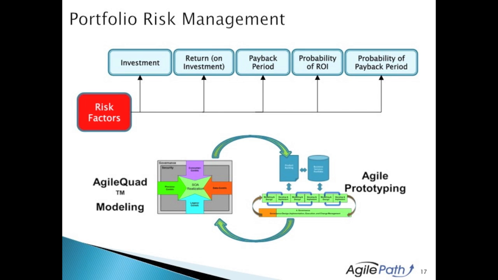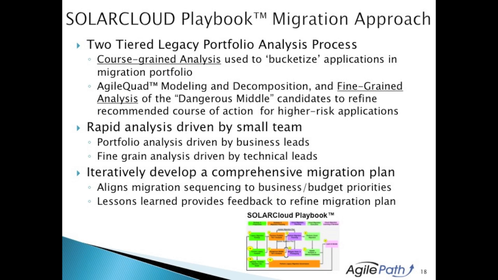SOLARCloud Playbook, this is something that AgilePath has created, and again, it really embodies this two-tier approach for portfolio analysis with the coarse-grained analysis, bucketizing applications, and the AgileQuad modeling and decomposition, providing the fine-grained analysis, primarily looking at the dangerous middle candidates.